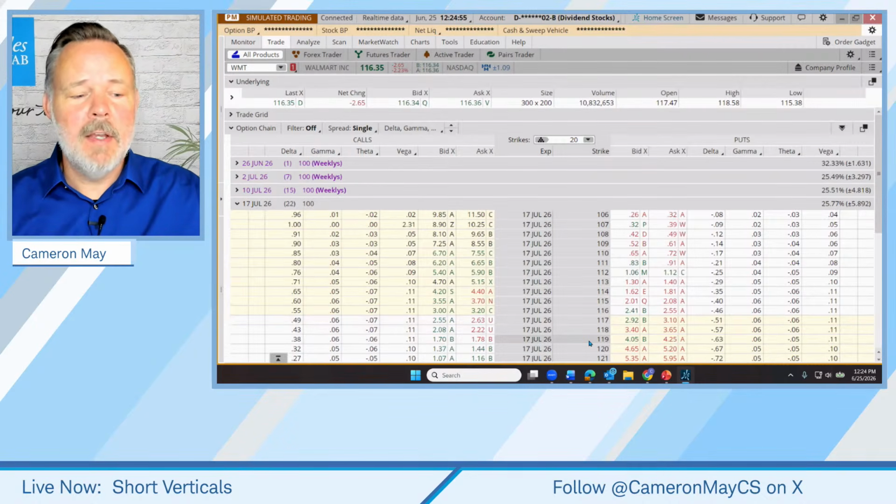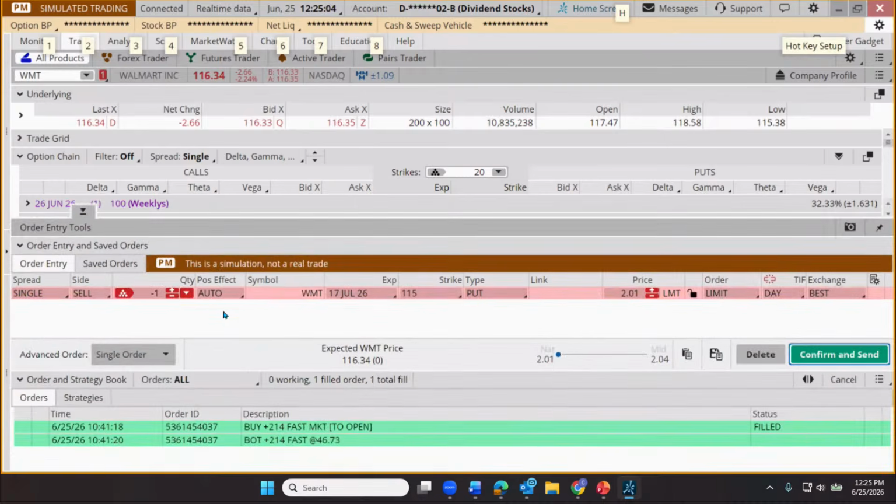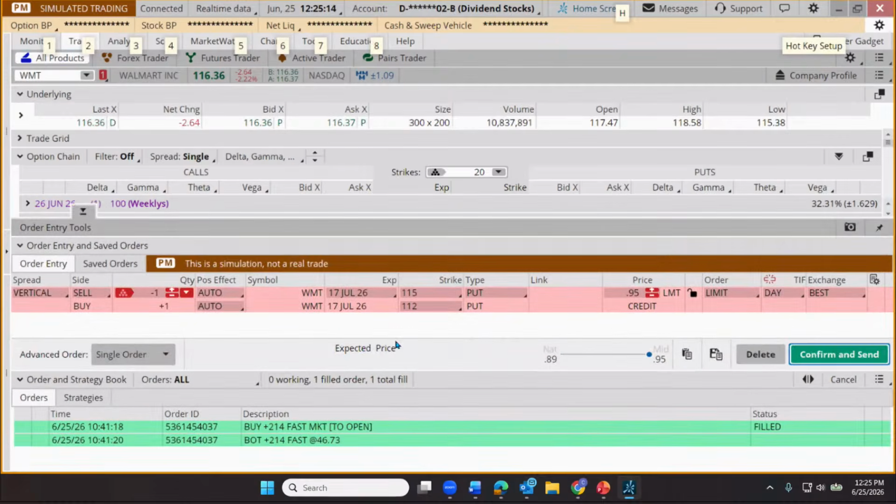We can hold down the control key on our keyboard and just start clicking. So if I'm holding down the control key and I click on the bid price for the contract I intend to sell, that creates a sell order. And then if I minimize that order and click on the ask price for the contract I intend to buy, it stacks those one on top of each other in that order screen, builds that vertical spread. So that's one way that we could start to build this put spread. Look at that, 95 cents. We were projecting maybe $1. That might be a little bit generous at this point.